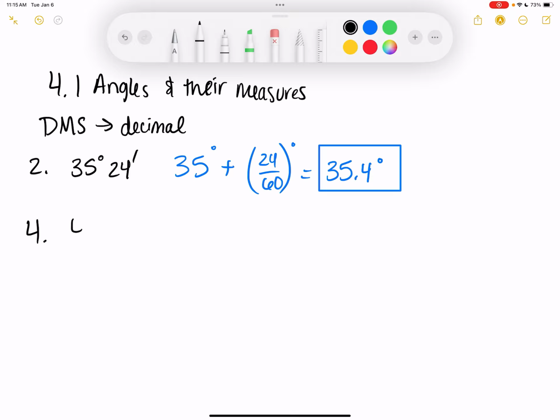For 48 degrees, 30 minutes, 36 seconds, we've got the 48 plus 30 minutes, so that's going to be 30 over 60, plus, this is 36 seconds, so 36 over 3,600. Now, some people convert seconds to minutes, then minutes to degrees. I would just do it this way. It's faster, but up to you. So somebody combine those and tell me what that's equal to.